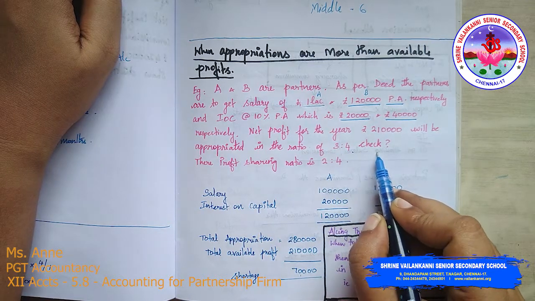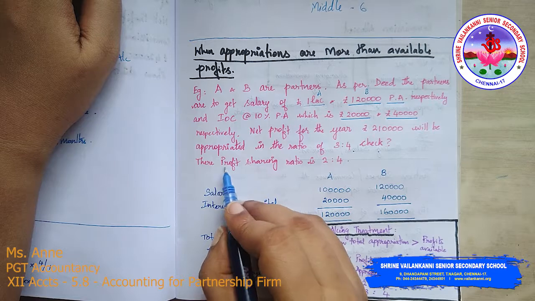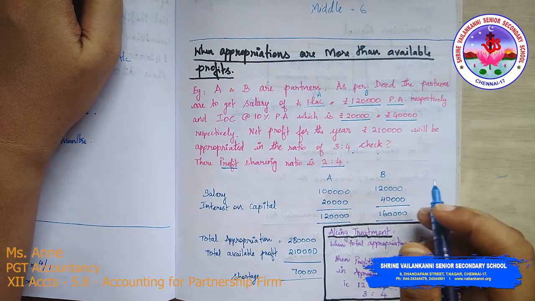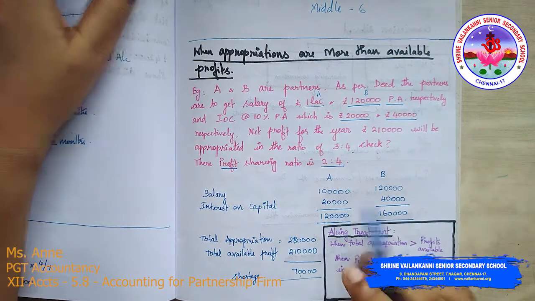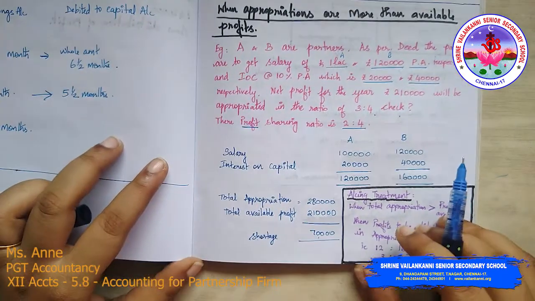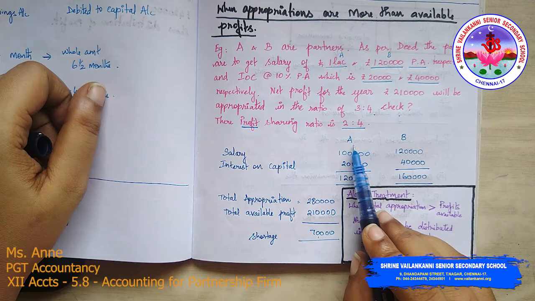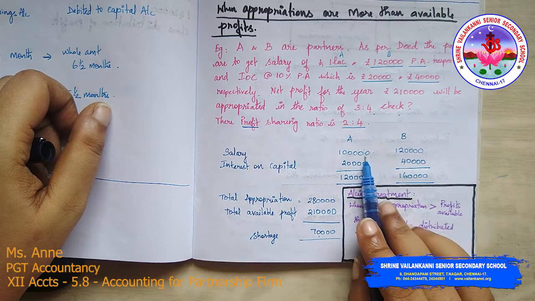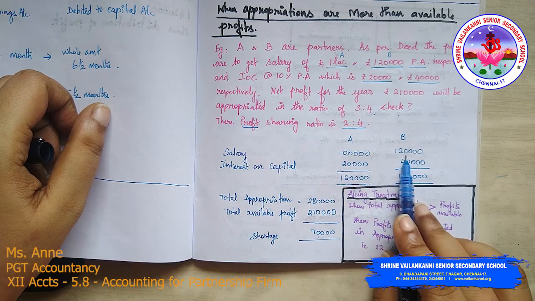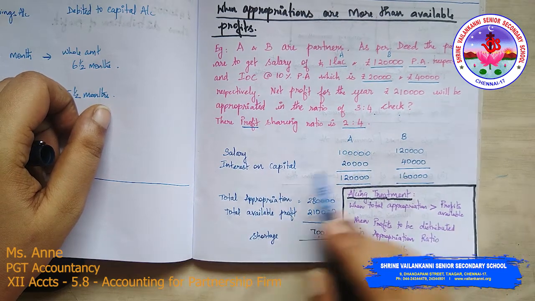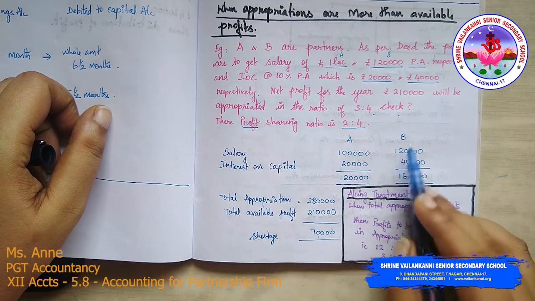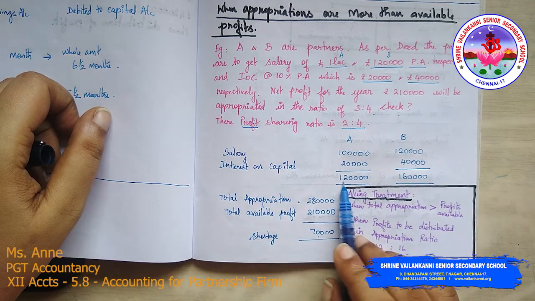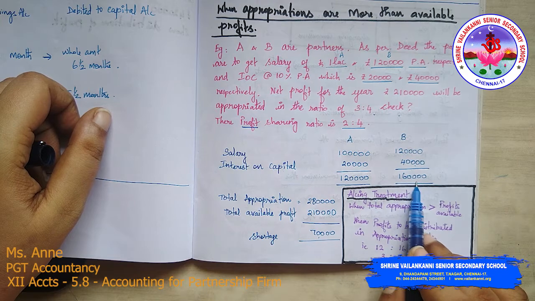You have to check. But the profit sharing ratio is different. Now, you can see I have made one small table here. A, B. Salary, how much do they have to get? A 1 lakh, B 1,20,000. Interest on capital: A has to get 20,000, B has to get 40,000. So individually they have to get 1,20,000 and 1,60,000.